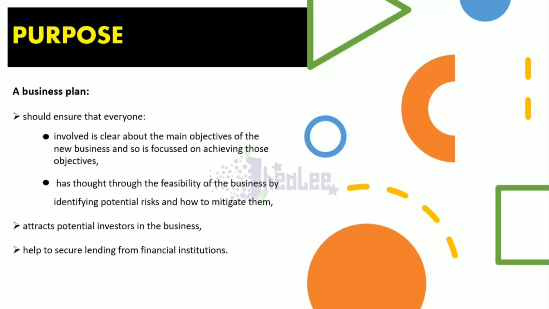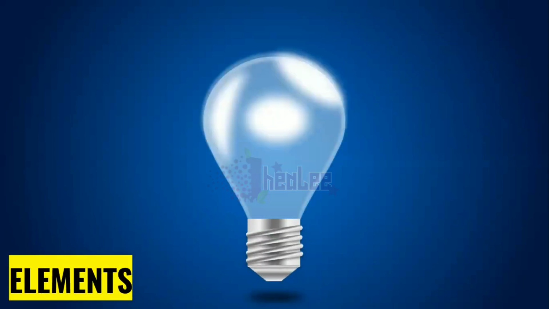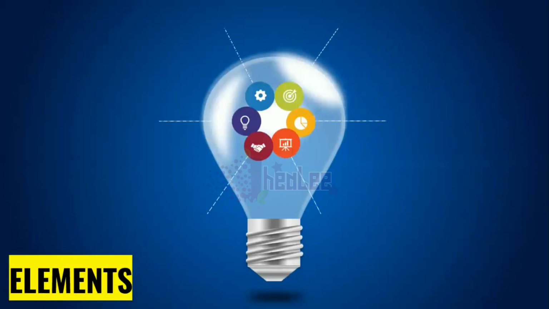We are now going to look at the elements of a business plan. Different resources will give you multiple elements, but for this session, I'll be focusing on the main elements of a business plan. So I'll be looking at 6 elements of the business plan. The first one is the executive summary. What does the executive summary entail?